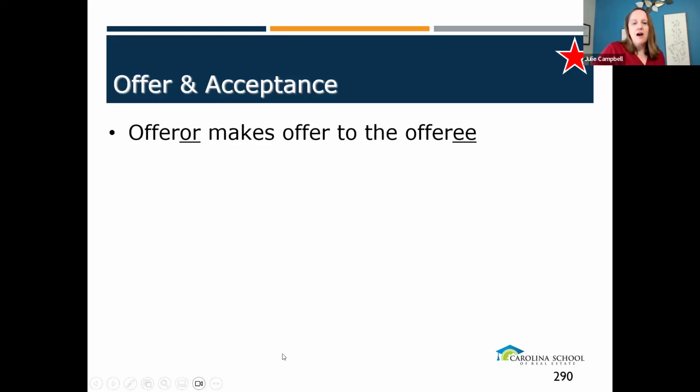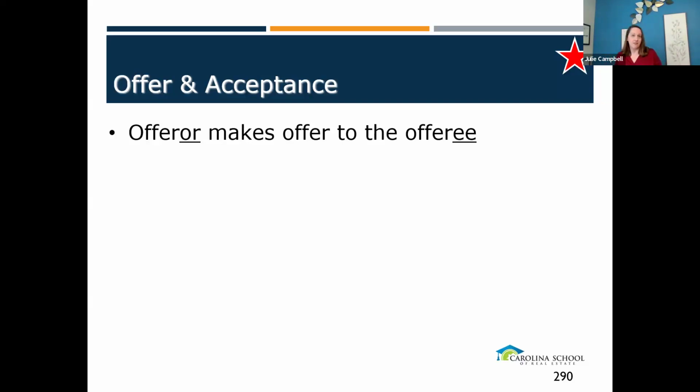That's where we're heading. Remind me, somebody or several, who is the offeror? You can tell me in the chat or on mute, of course. Who is the offeror? The person making the offer. It could be the seller. It could be the buyer. Your test wants to know the offeror is the person making the offer. It's the giver of the offer. You remember your ORs and your EEs.